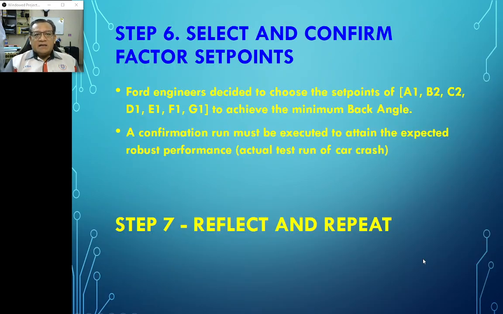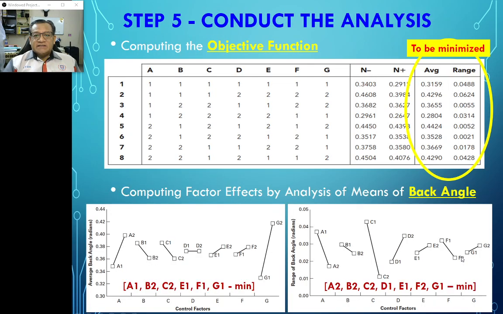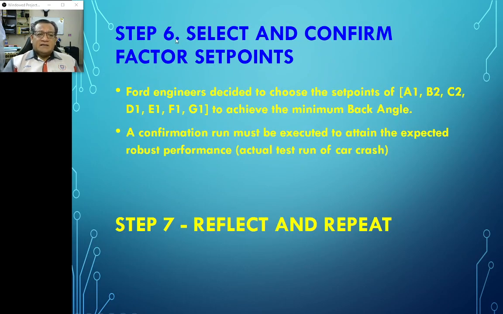Okay, by that you will achieve step 6, which is to select and confirm the factor set point, because all the set points have been set, okay, by this, right? 7 factors you want to measure. There are 8 levels of setting or set point that you want to make. You want to record or measure the noise, and this is the performance metric that we have to measure to decide the best set point. As such, at step 6, we have to select and confirm the best factor set points.